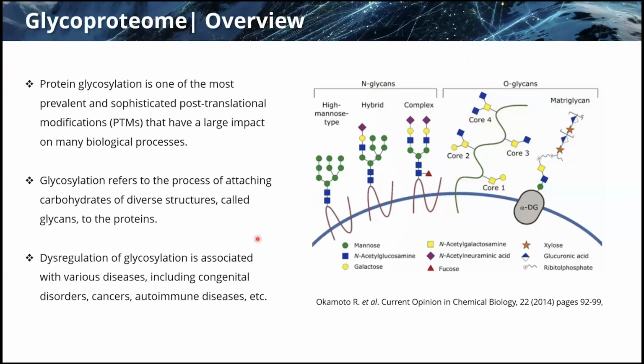So to start off, we know that protein glycosylation is one of the most prevalent, complex, sophisticated post-translational modifications and has a large impact on many biological processes. Essentially, it's simply the attachment of carbohydrates of diverse structures to different sites on the protein. And essentially, these attached glycans may promote stability, folding changes of the proteins, and play an important role in regulating, of course, these proteins' functions. So dysregulation of glycosylation may be associated with various diseases.